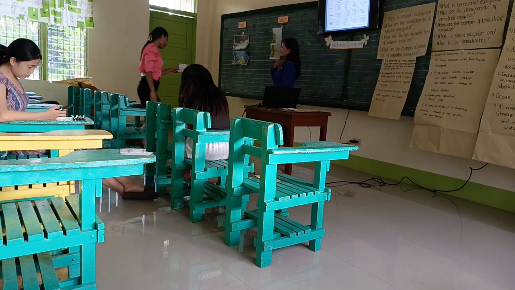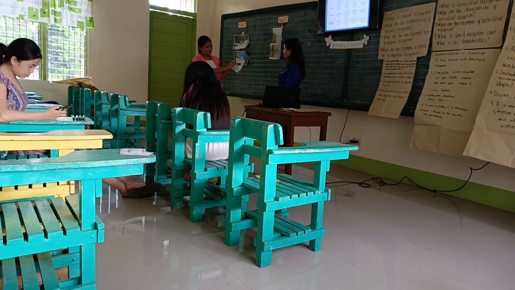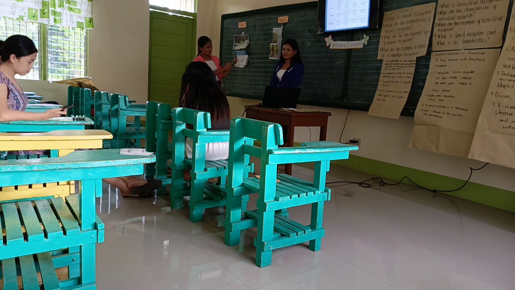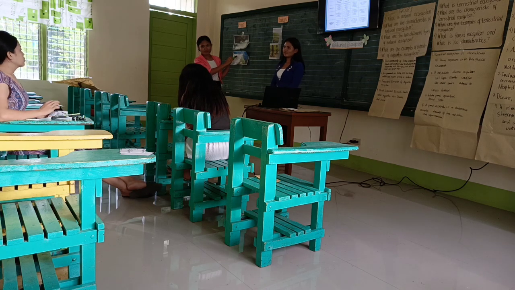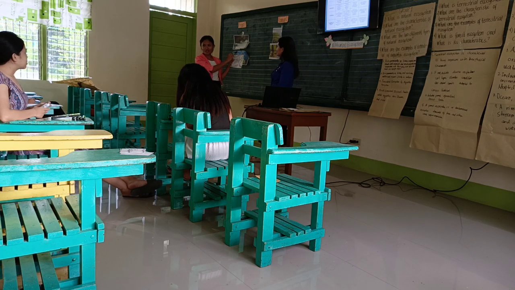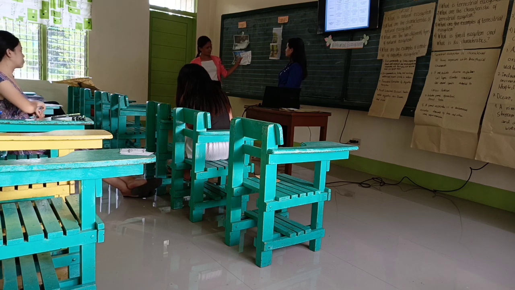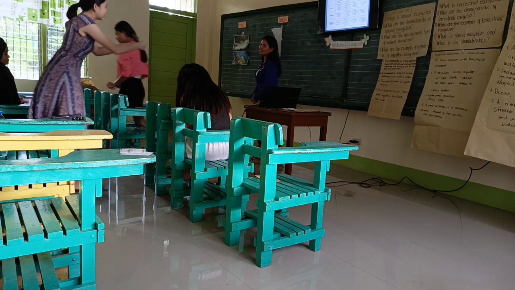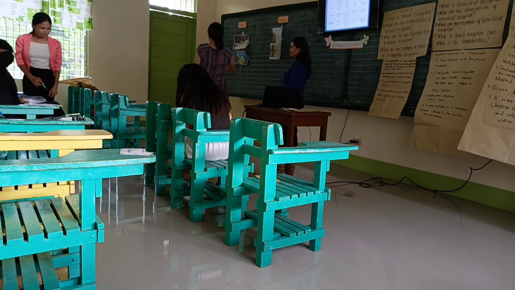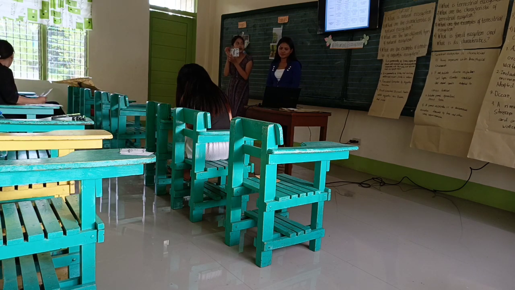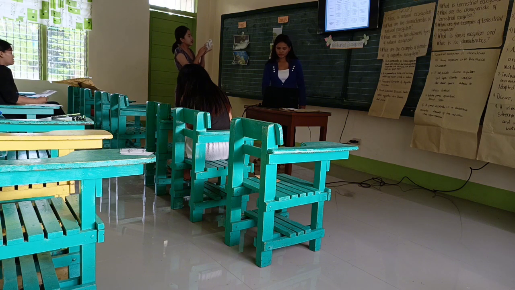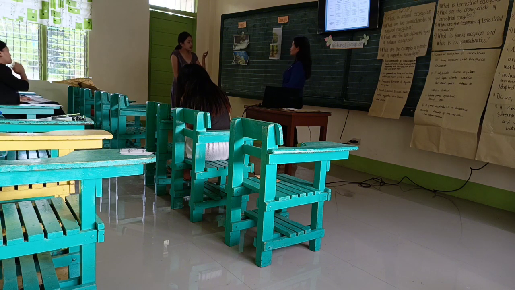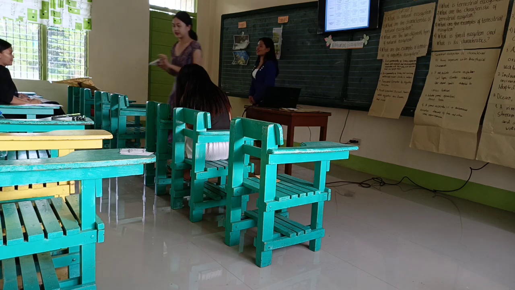So my drawing is a forest and also a river. The forest is for the terrestrial ecosystem and the river is for the aquatic ecosystem. Okay, very good. Another. The tree is for terrestrial ecosystem, and the river and the sea will be on the aquatic ecosystem. Okay, very good. Pass it forward.